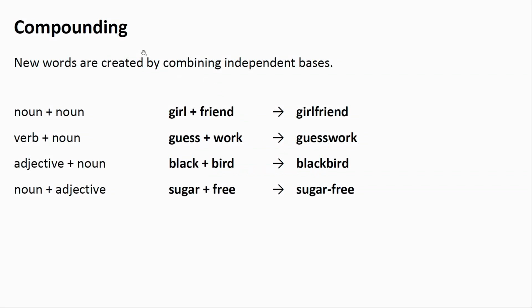Finally, there is compounding. In the process of compounding, new words are created by combining independent bases. There are many options, but the most common ones are noun plus noun, like girl plus friend gives girlfriend. Verb plus noun, like guess plus work becomes guesswork. Adjective plus noun, black plus bird, blackbird. Or noun plus adjective, like sugar plus free, sugar-free.